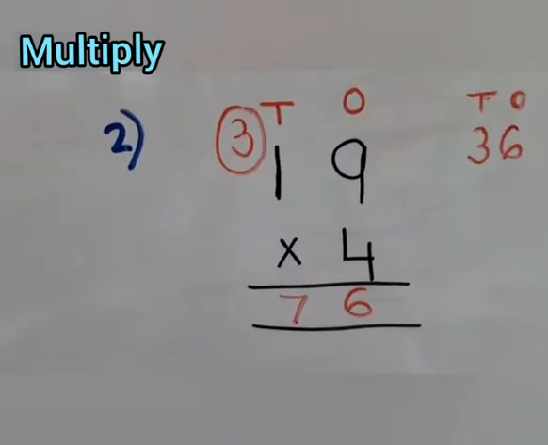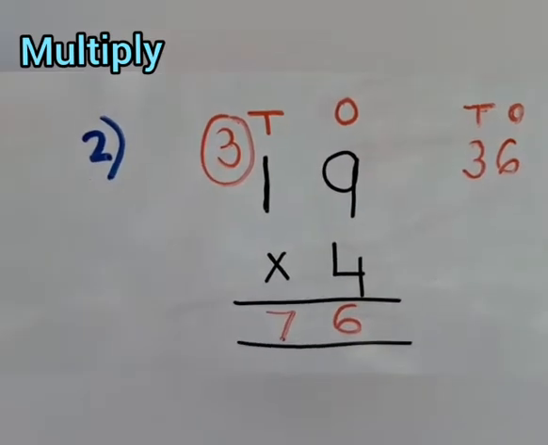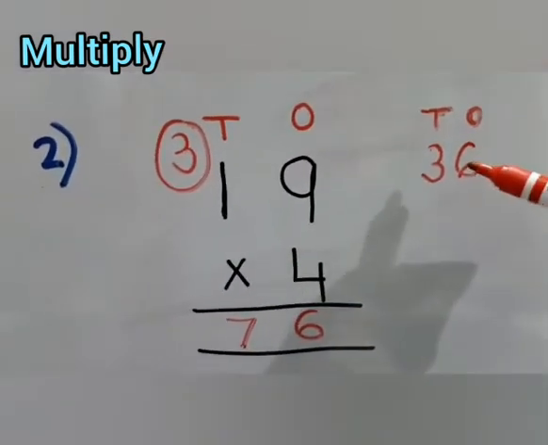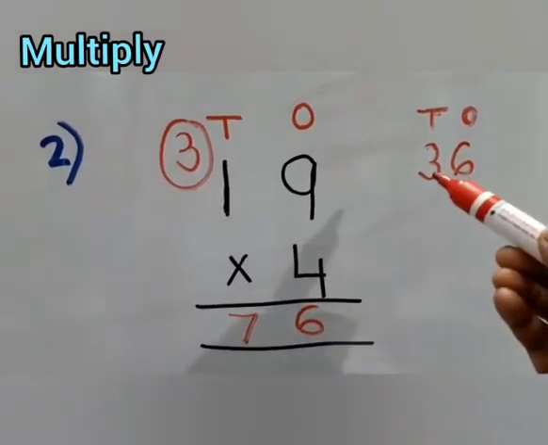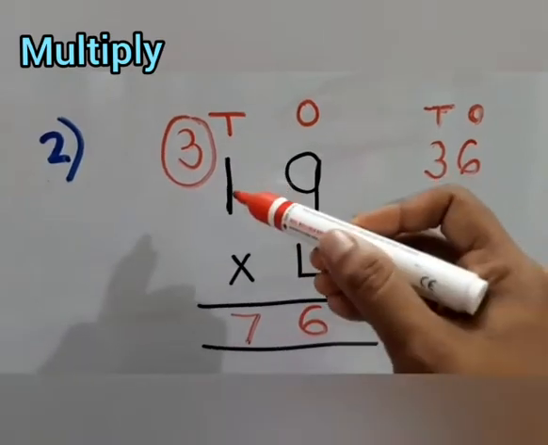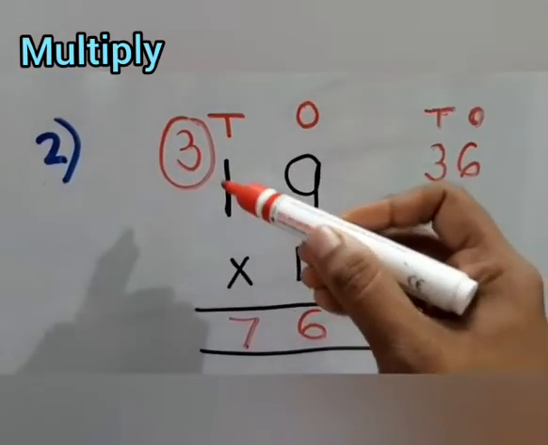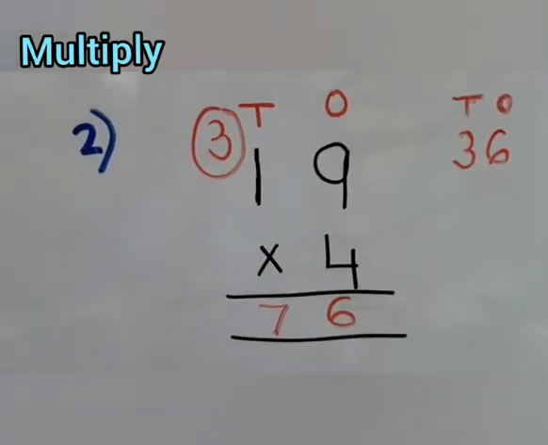How it is coming? Once again I will repeat. 4 9s are 36. From 36, the ones digit number will come here and the tens digit number will be carried to tens place. Then we will multiply 4 1s are 4, then 4 plus 3, 7. Okay.